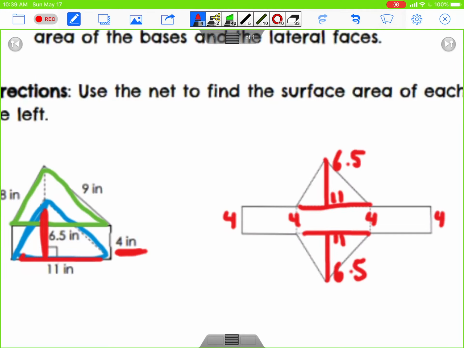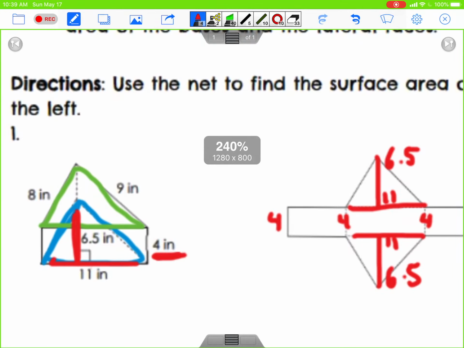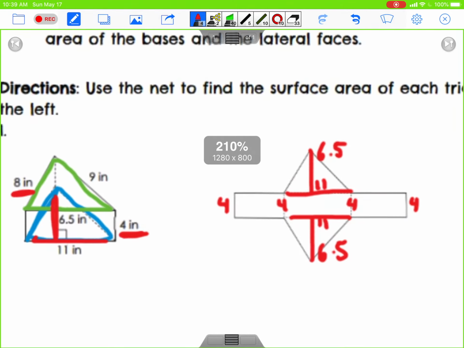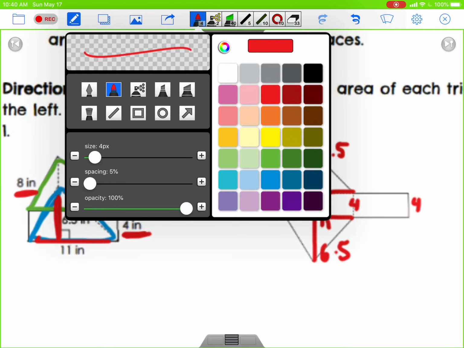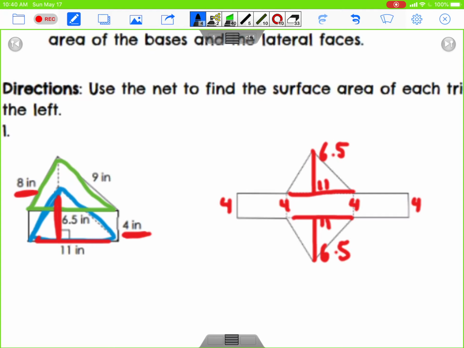Next is the 8. The 8 will go with the medium size line, the line that's not the biggest but not the smallest. So the two lines we're going to look at here are this line right here and this line right here. Which one is shorter?